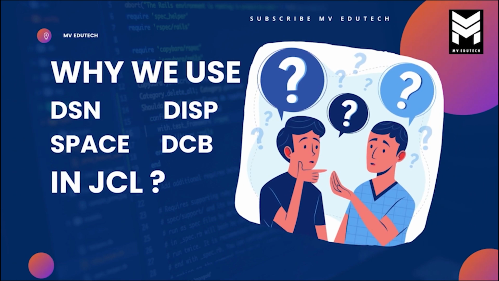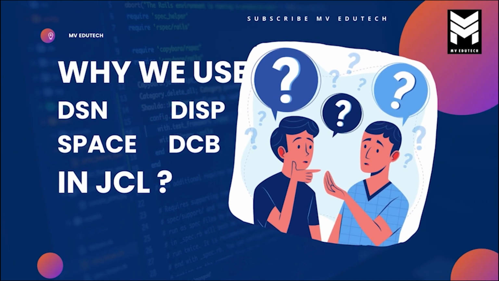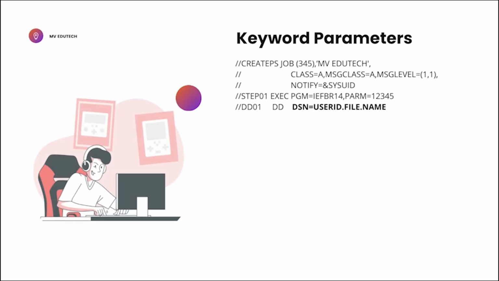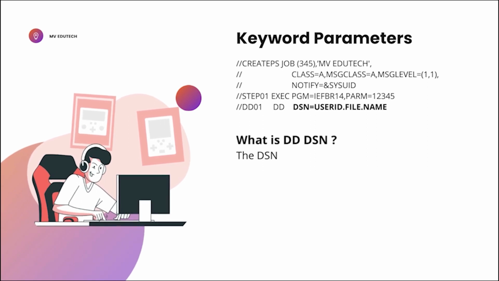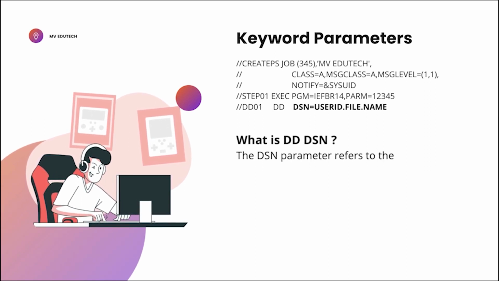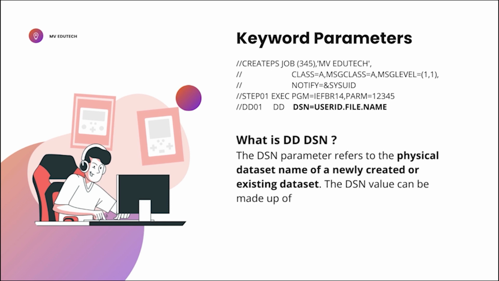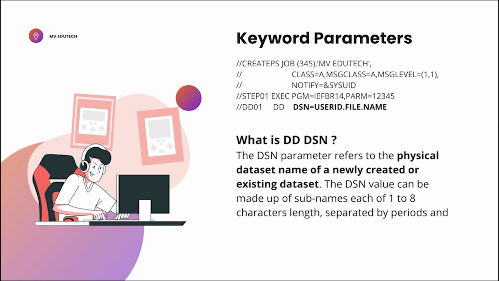Why we use DSN, DISP, SPACE, and DCB parameters in JCL. What is DD DSN? The DSN parameter refers to the physical dataset name of a newly created or existing dataset. The DSN value can be made up of subnames each of 1 to 8 characters in length, separated by periods, and of total length of 44 characters.